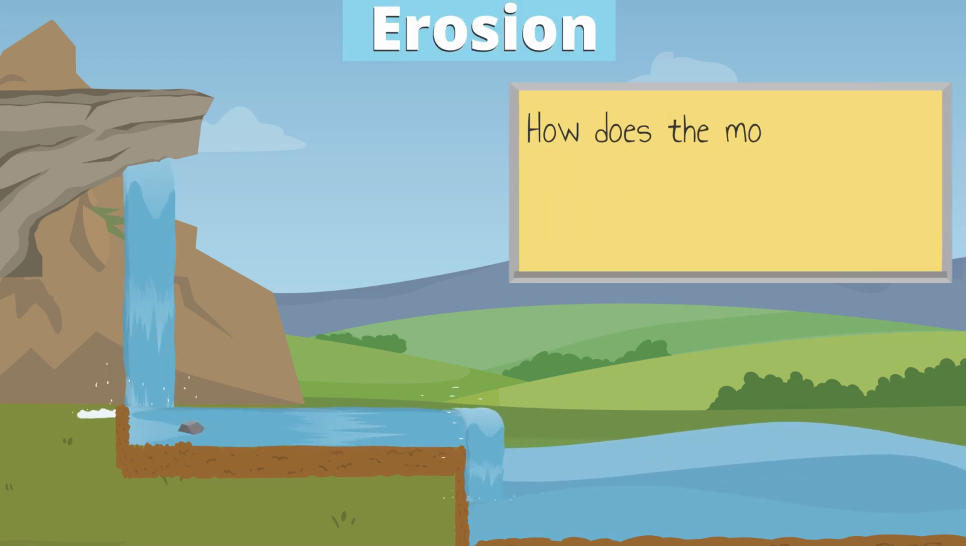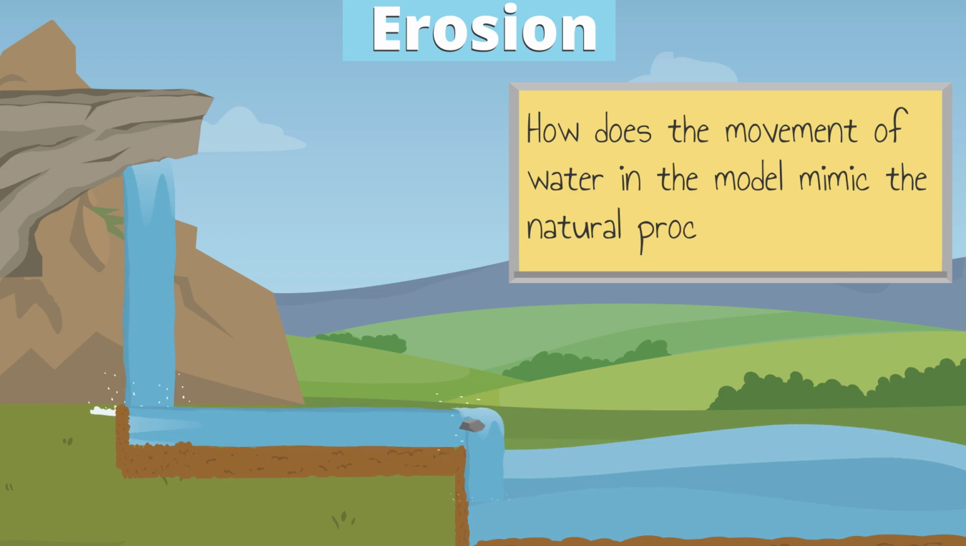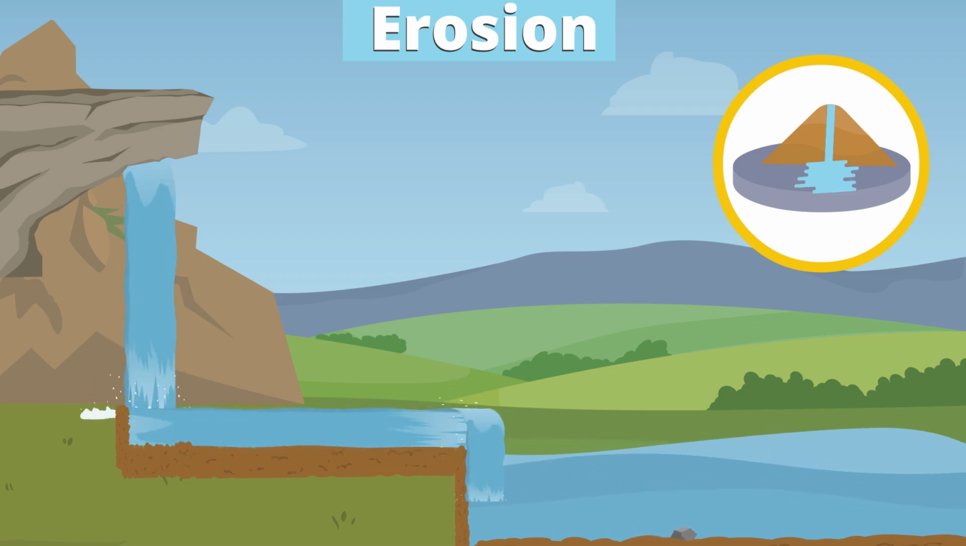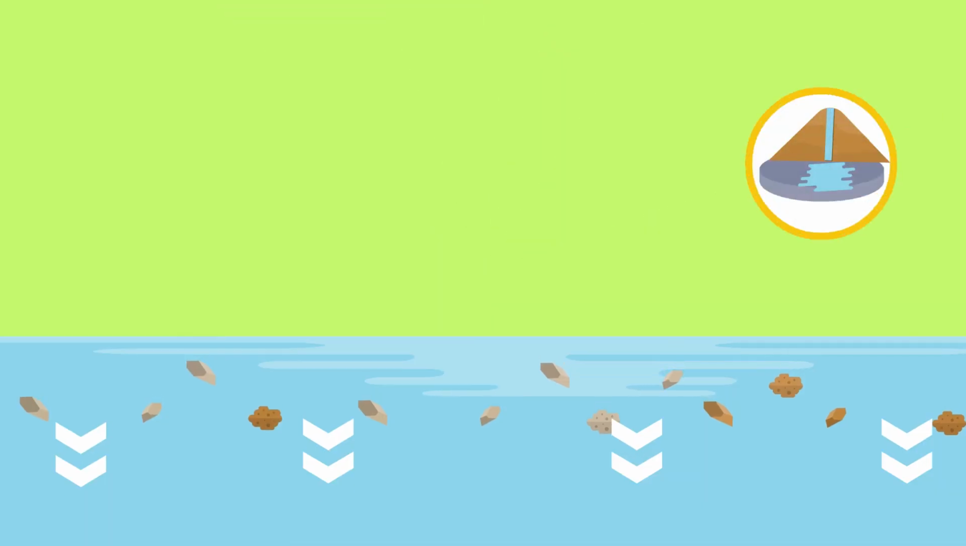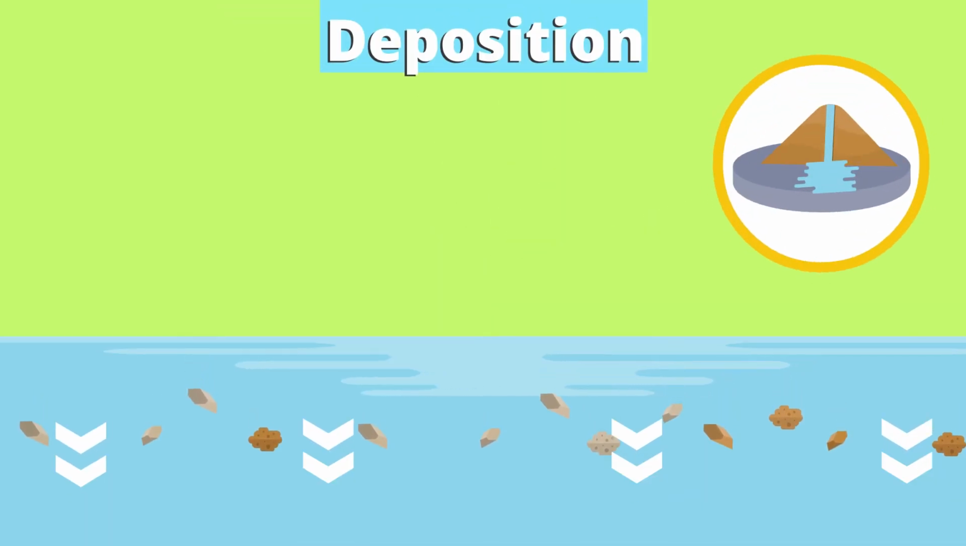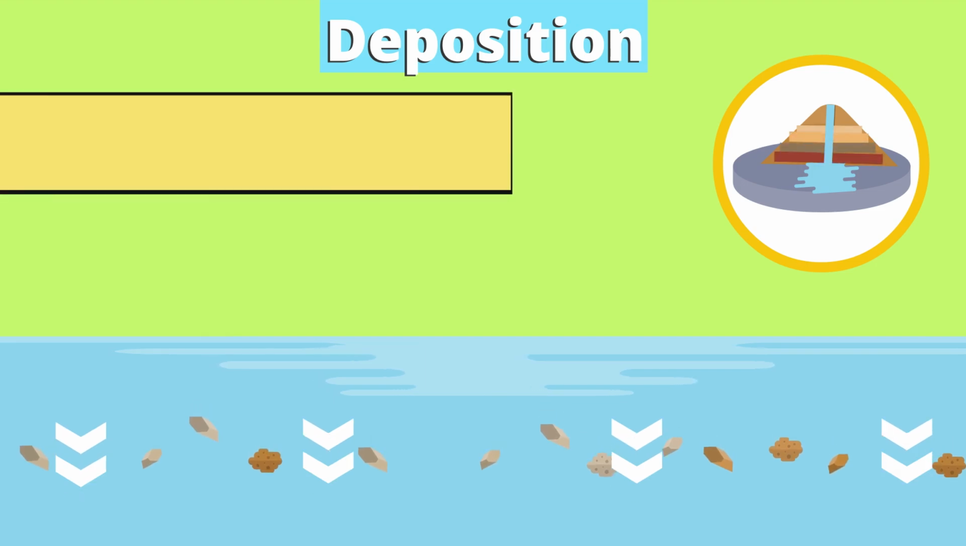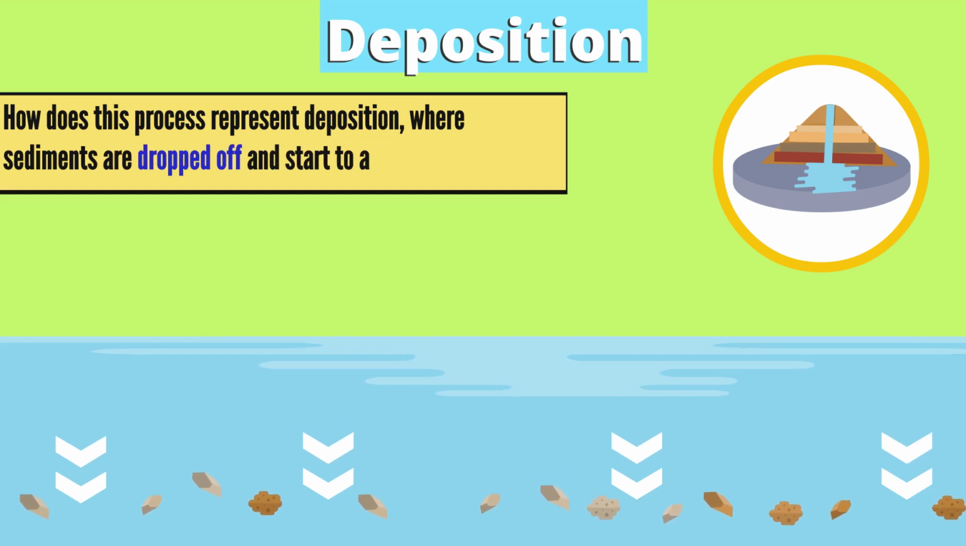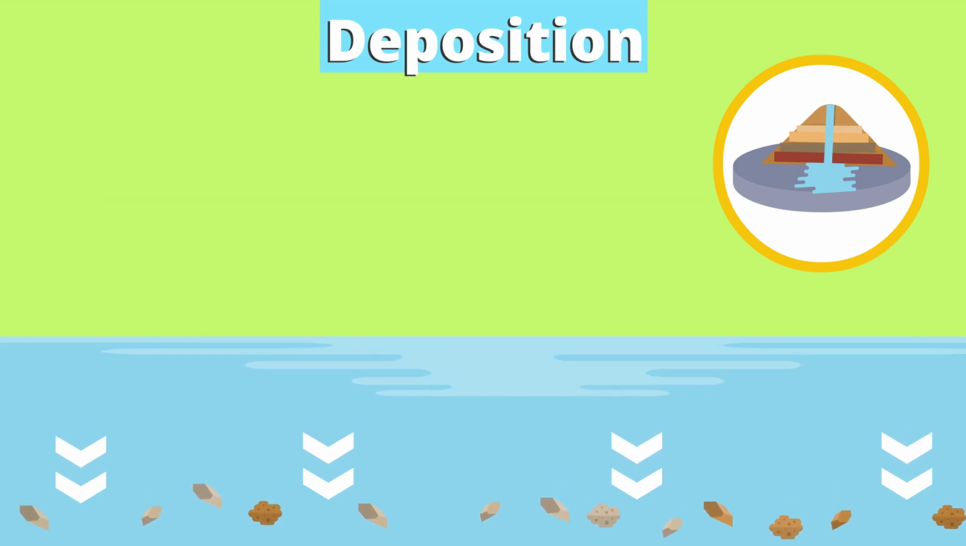Erosion. How does the movement of water in the model mimic the natural process of erosion? Where does the water carry the sand particles? And how does this resemble how sediments are transported in nature? Deposition. Once the water slows down, where do the sand particles settle? How does this process represent deposition, where sediments are dropped off and start to accumulate in layers?